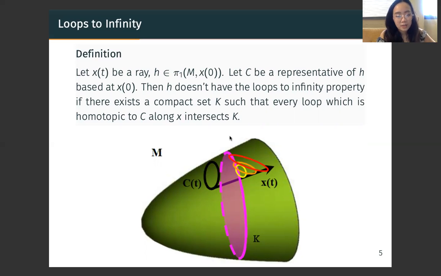So in our picture of the paraboloid here, we have this ray x of t, we have the c of t, which is the representative of h, it's the loop at the endpoint of x of t. And then we have all these yellow, orange, red loops that are homotopic to c along the ray x, but they intersect this compact set K. So in this picture, we have that h doesn't have the loops to infinity property.